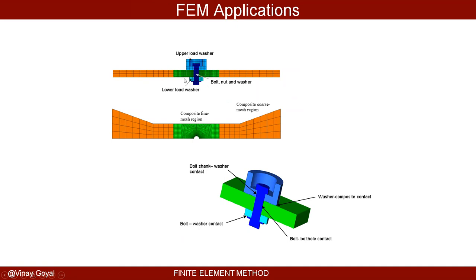Here's the application of finite elements to bolted joint design. You can see a coarse mesh is being used far away from the area of interest, and a fine mesh is used in the area of interest. And here we model the contact between the bolt and the composite, and you even model the washers and everything that goes along with it.